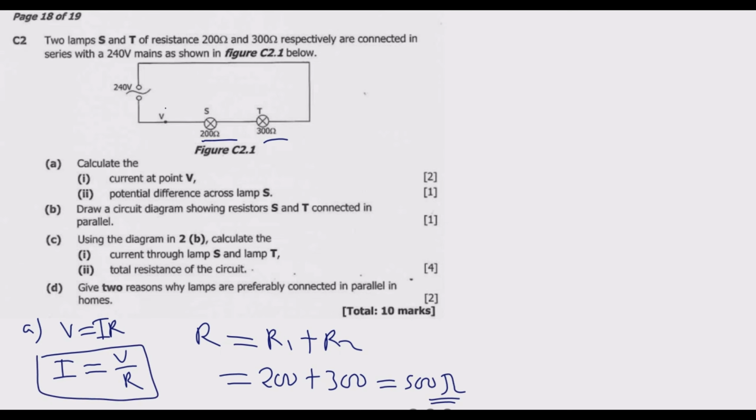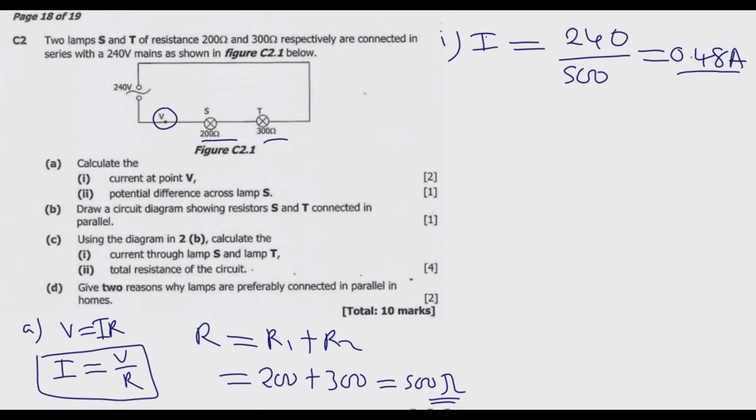The current at V will be the same as the current in the entire circuit. So for Roman numeral 1, current is equal to voltage, 240, divided by resistance, 500 ohms. This gives us 0.48 amps as our current. Then let us move to Roman numeral 2, which is potential difference.